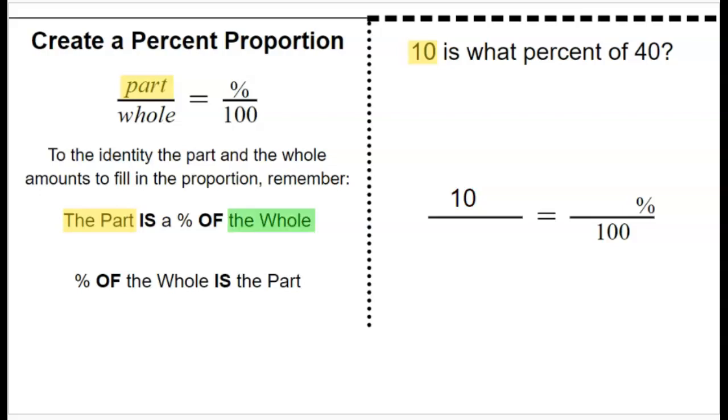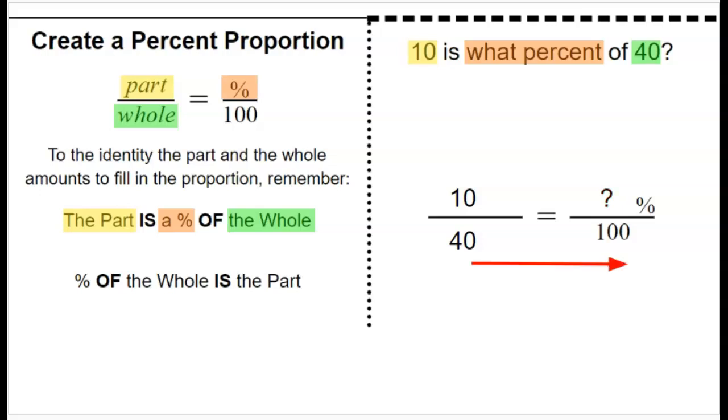The whole, so we have the part is a percent of the whole. So 10 is what percent of 40. That means 40 is our whole amount. And we fill that in to the whole amount of our fraction. So 40 goes in the bottom left. Now we're looking for the percent, which is in between is and of. And that is unknown. So the percent is what we are looking for.